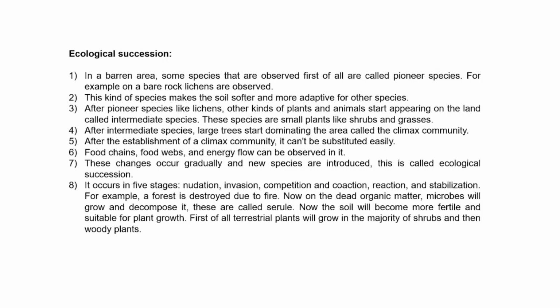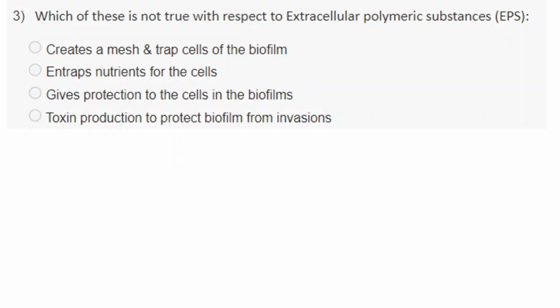Yes, agree. So ecological succession occurs in five stages: nudation, invasion, competition, coaction, reaction, and stabilization. So a forest is destroyed due to fire. Now on the dead organic matter, microbes will grow and decompose it. Now the soil will become more fertile and suitable for plant growth. The small shrubs and everything will follow, and then the terrestrial plants will grow, mostly shrubs, and then the woody plants that will give rise to the climax community.